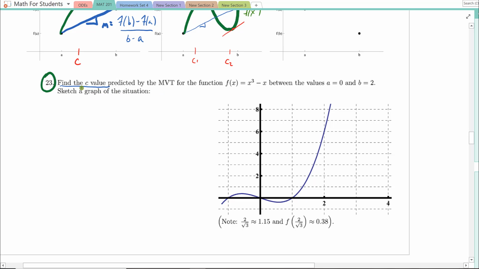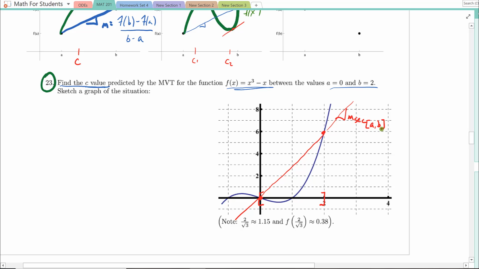We're asked to find the C value predicted by the mean value theorem for this given function on this given interval from 0 to 2. So let's just go ahead and look at this function from 0 to 2. That's the interval that we're talking about. And so this would be the point on the left-hand side, and this is the corresponding point on the right-hand side. So in the mean value theorem, what we would do is we would look at the slope of the secant line, right? There's the slope of the secant line, connecting the two endpoints.